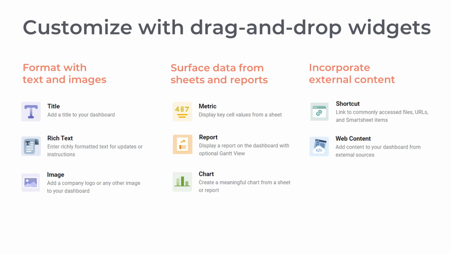You can include links to external resources, like if your team has documents outside of Smartsheet or they spend a lot of time working in a tool like Jira or Salesforce. You can link to all of those for convenience directly out of your dashboard, or you can use the web content widget to embed content directly in a dashboard. So you can embed videos, maps, documents, even other dashboards like Tableau.